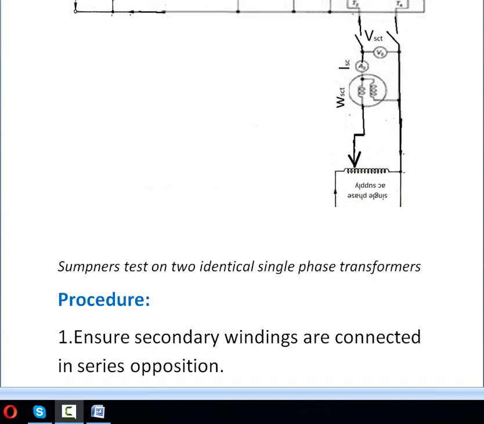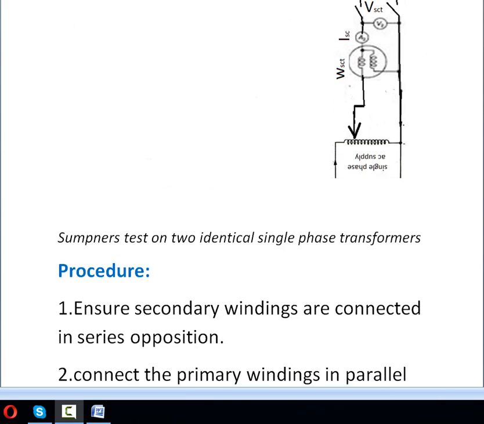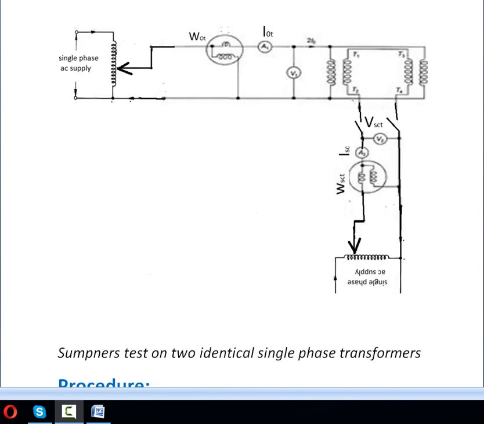Next, after closing the switch here, vary this auto transformer by giving the supply to this input of the auto transformer such that this ammeter shows the rated current of the secondary winding. Now note down all the meter readings.